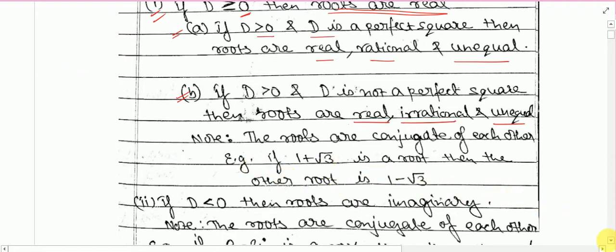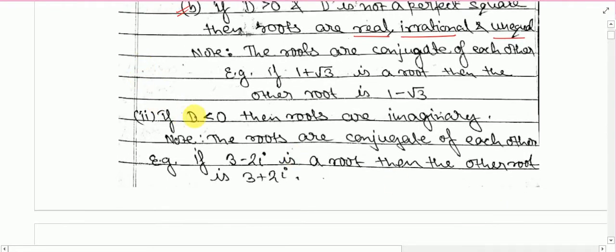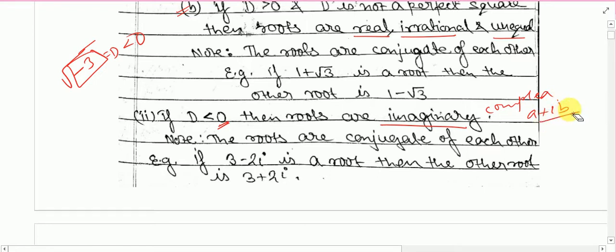Next, if D is less than 0, suppose you are getting minus 3. This is your D, which is less than 0. So if D is less than 0, then in that case your roots are going to be imaginary, or you can say complex numbers in the form a plus ib. And in that case roots are going to be conjugate of each other.